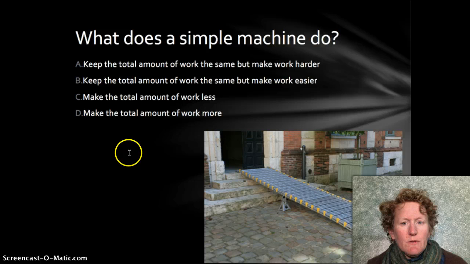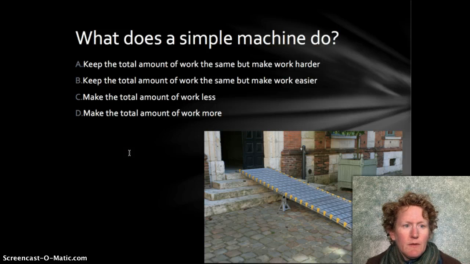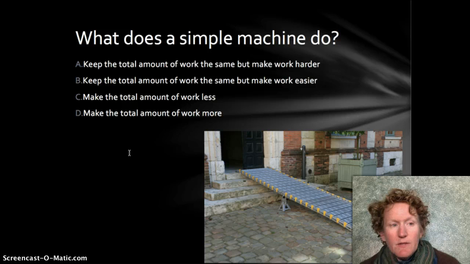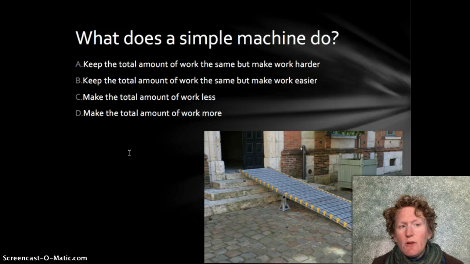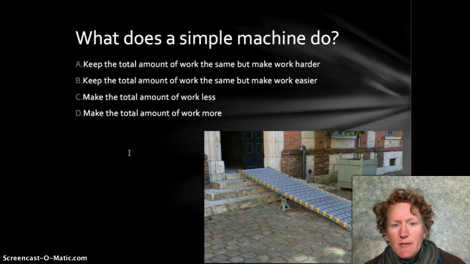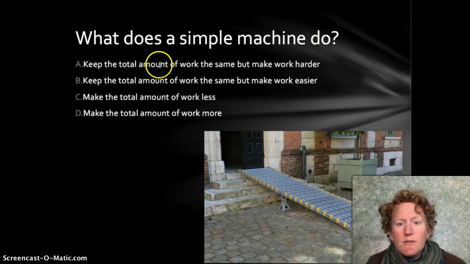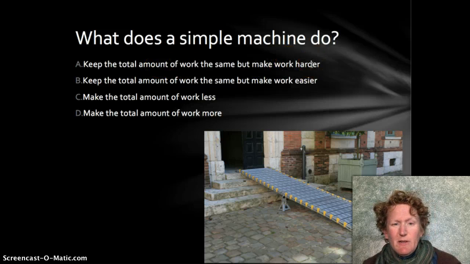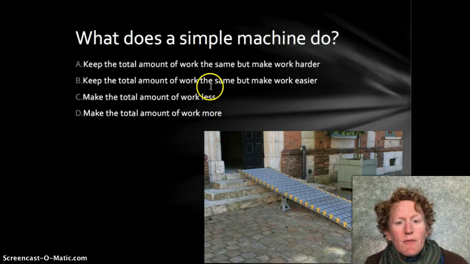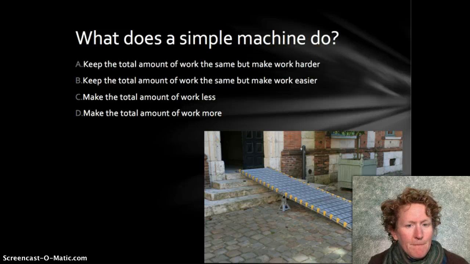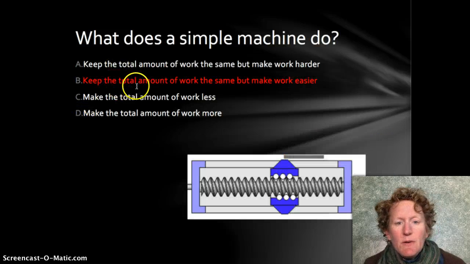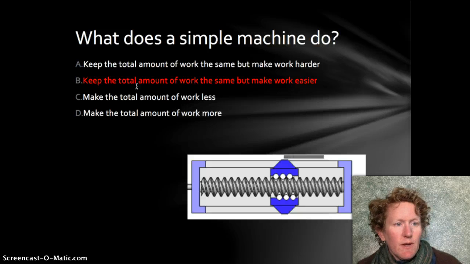What does a simple machine do? Well, do they change the amount of work? Do they change the distance? Do they change the force required? Those are the questions you have to ask about simple machines. Do they keep the total amount of work the same but make the work harder? Why would you want to do that? Keep the total amount of work the same but make the work easier? That sounds like a good deal. Make the total amount of work less? That sounds like a good deal too. Make the total amount of work more. It's B. Keep the total amount of work the same but make the work easier.